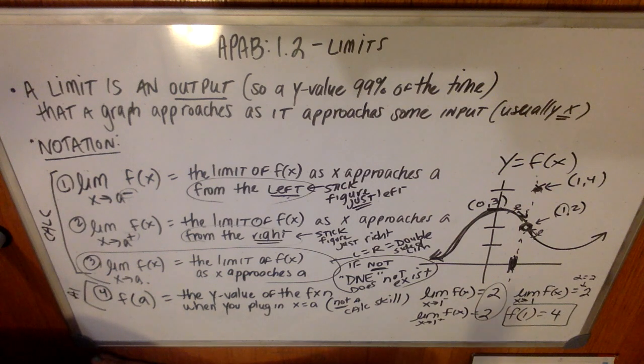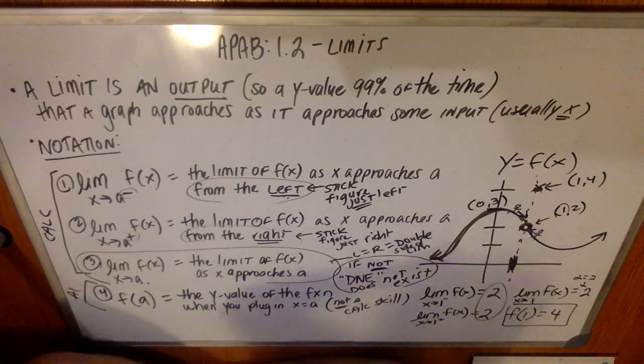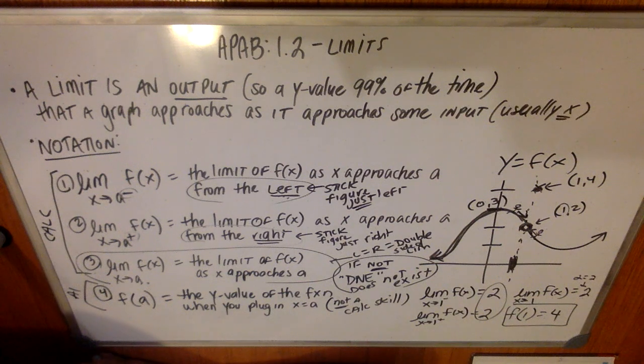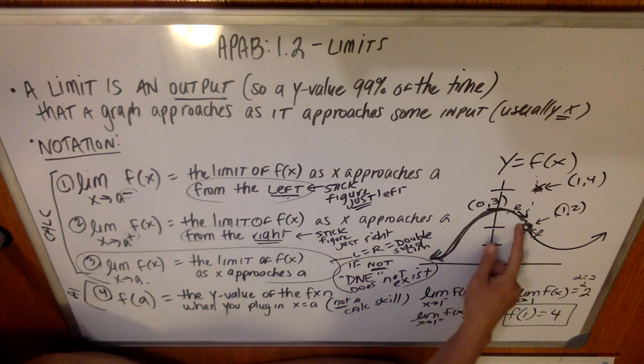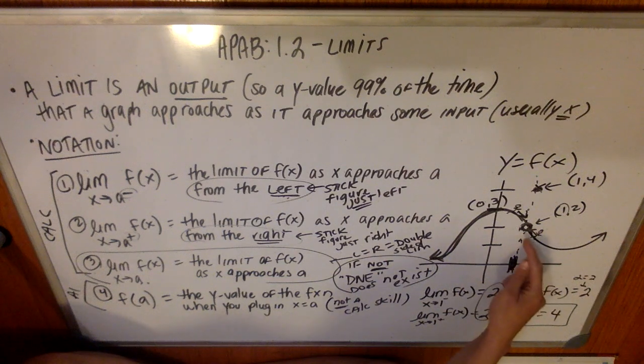The limit means that these dudes are walking really, really close to x equals 1, but they don't actually reach x equals 1. They just walk really, really close. Infinitely close. They can get to like 0.999999999. This guy can get to 0.9999999, and this guy can get to 1.0000001, but they don't actually reach 1.